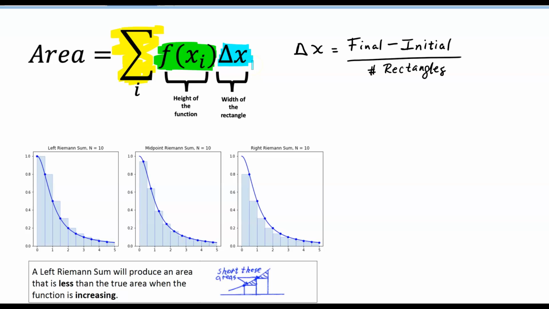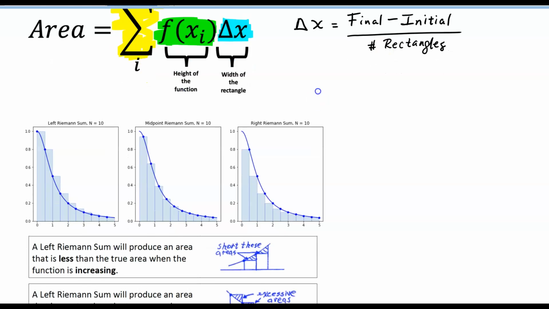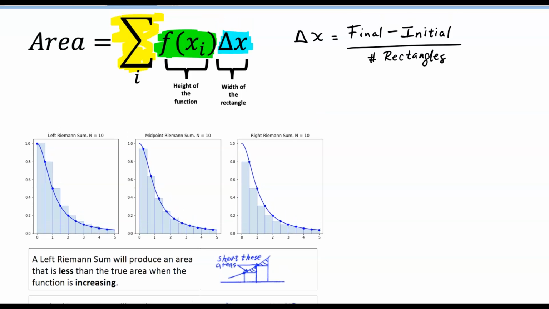So how do you find that out? Well, the delta x is found by taking the final value in the interval that you're looking at minus the initial value of the interval and dividing by the number of rectangles that you're asked to construct. So in these examples here, they're all sums with 10 rectangles being drawn. We're looking at left, midpoint, and right. The first value is 0, the last value is 5. So you're taking 5 minus 0, which is 5, and dividing it by 10. So 5/10, which is 1/2.